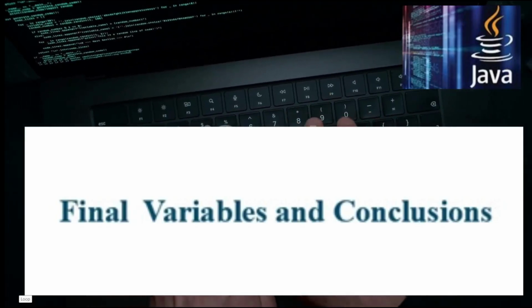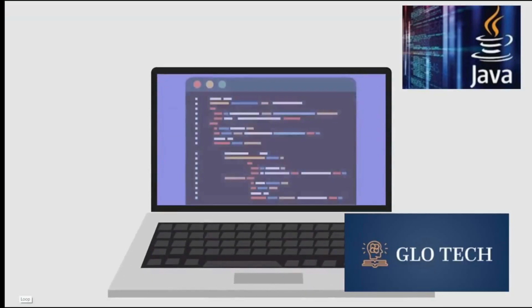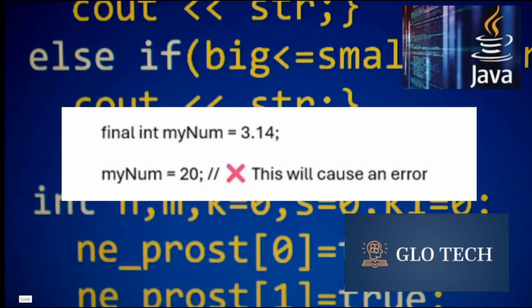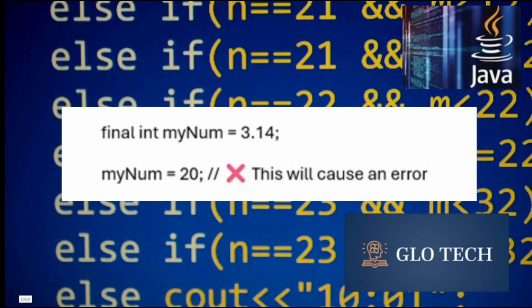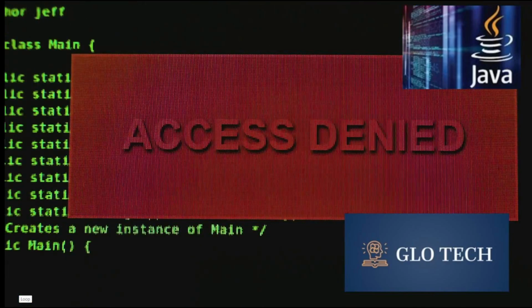Section 5. Final variables and conclusion. Sometimes we want to create variables whose values cannot be changed once assigned. These are called final variables or constants. We declare them using the final keyword. Now the variable will always hold the value 3.14. Any attempt to change it will result in an error.